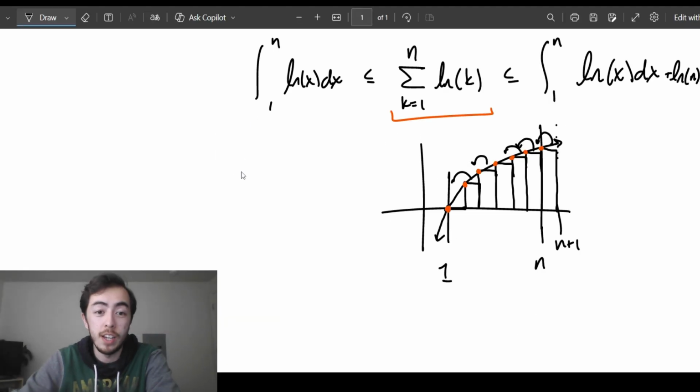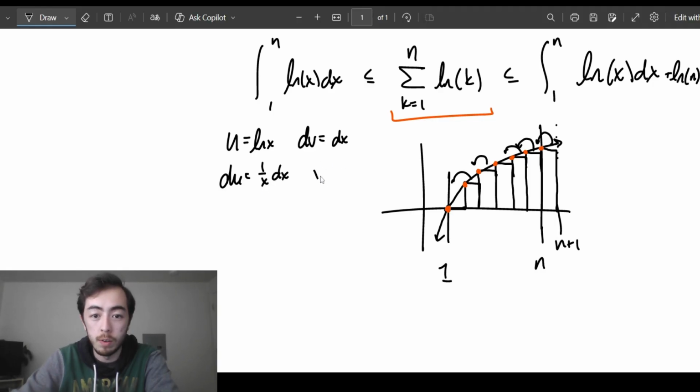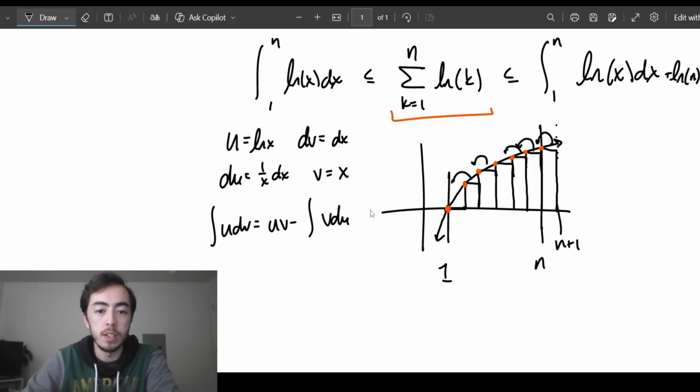Just for kicks, let's actually do the whole integration by parts to do the integral of natural log of x. We can say that u and dv are equal to, let's say, ln x and then dx. du is equal to 1 over x dx. dv, or v, is just equal to x. And then the integral of u dv should be equal to uv minus the integral of v du.